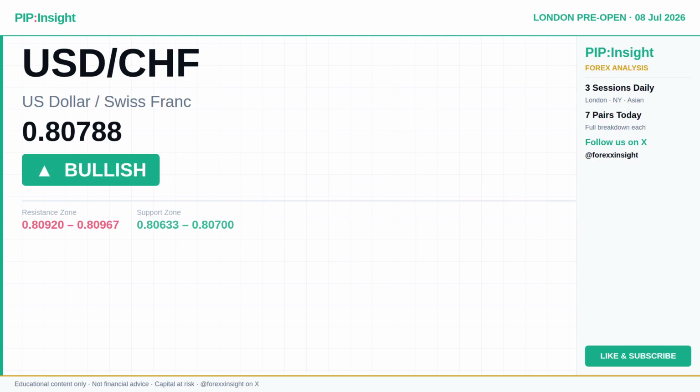Dollar Swiss. The chart is showing bullish structure on this session. The 4-hour trend is to the upside. Resistance is marked between 0.8092 and 0.80967. Support is marked between 0.80633 and 0.807. Here is the full chart breakdown.